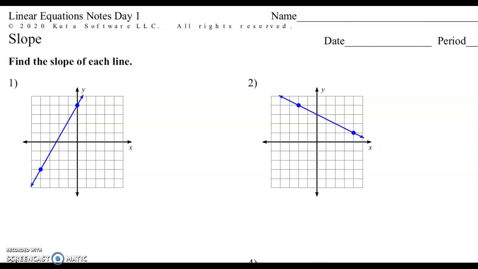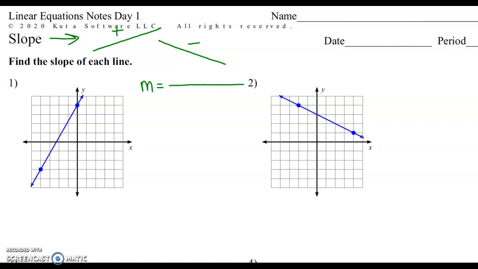We're talking about slope. If you remember what slope is, it's the steepness of a line. When a line rises, the slope is positive. When a line falls, the slope is negative. The variable that always represents slope is m. Why it's m? We do not know.